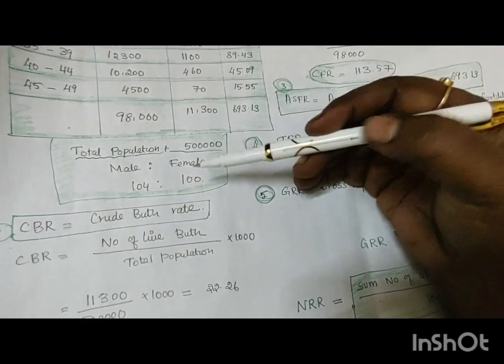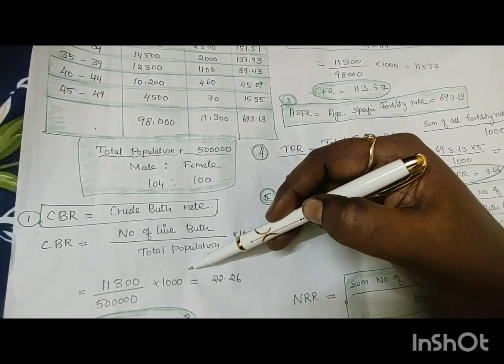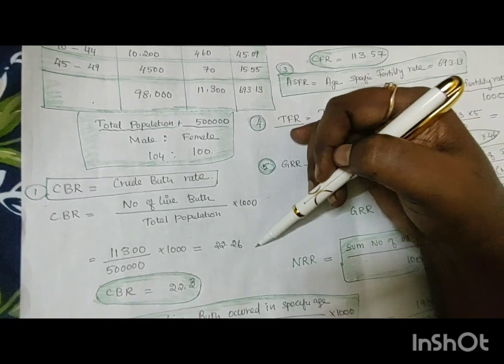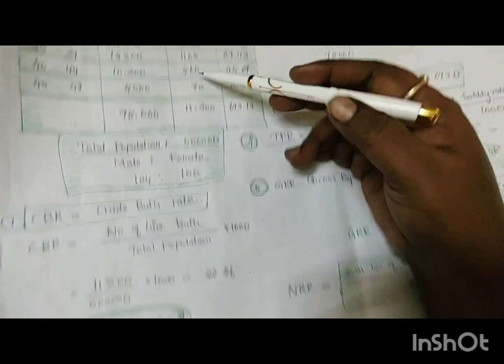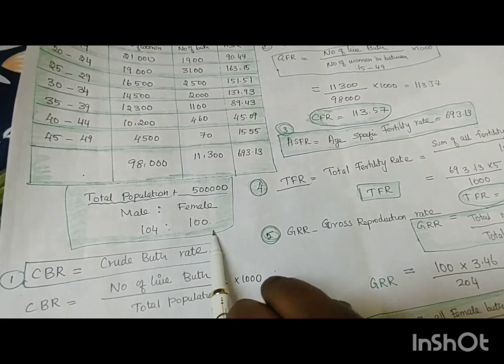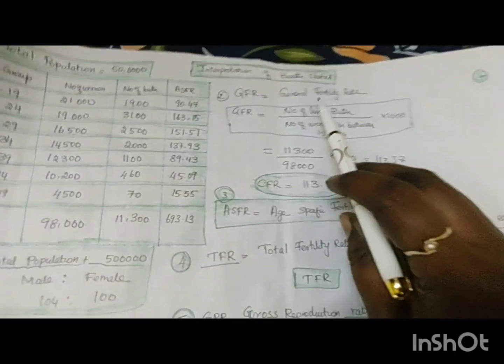Crude birth rate, we are taking 5000 or 5 lakh population, right? Or total births, 5000 by 5 lakhs into 1000 is the crude birth rate of this particular area. This all will be counted by the mid-year population. Here we have given male to female. How many males are there for the female? This is called the sex ratio.